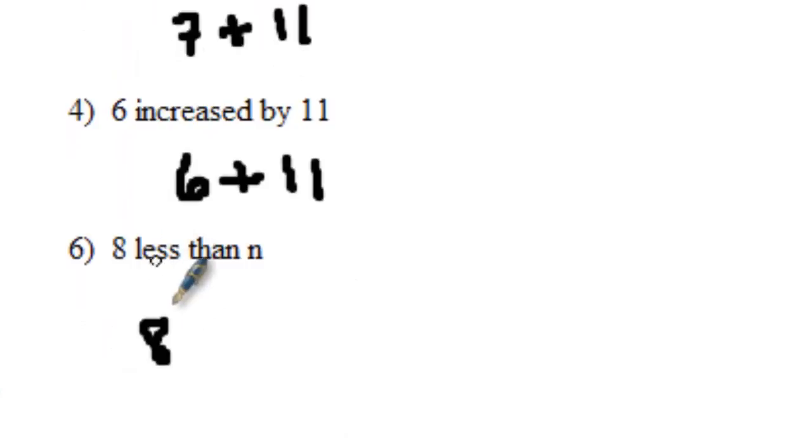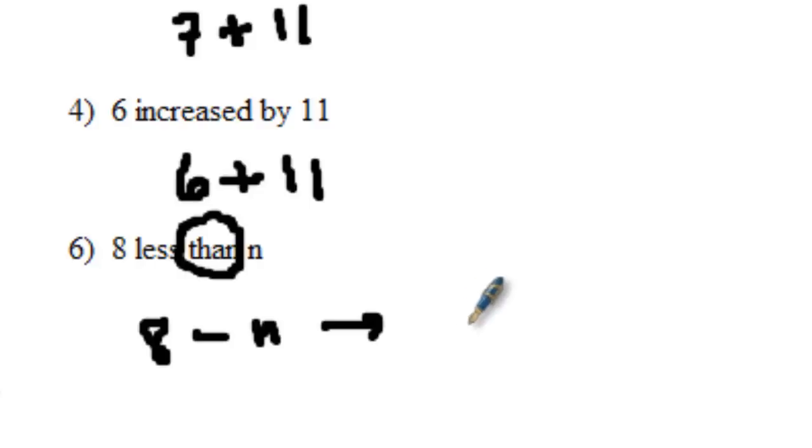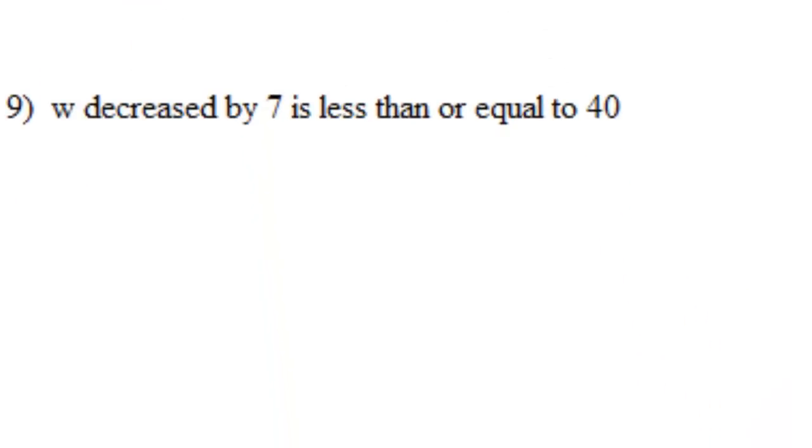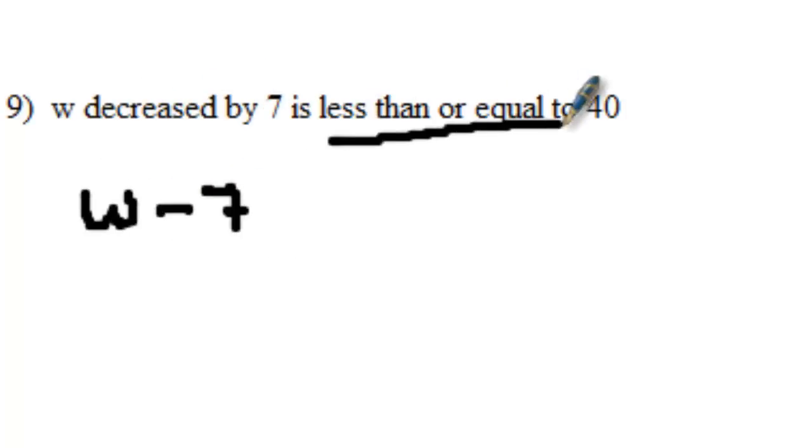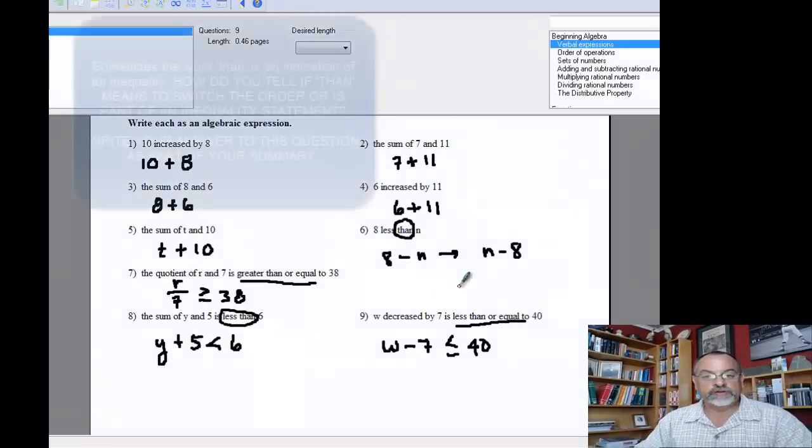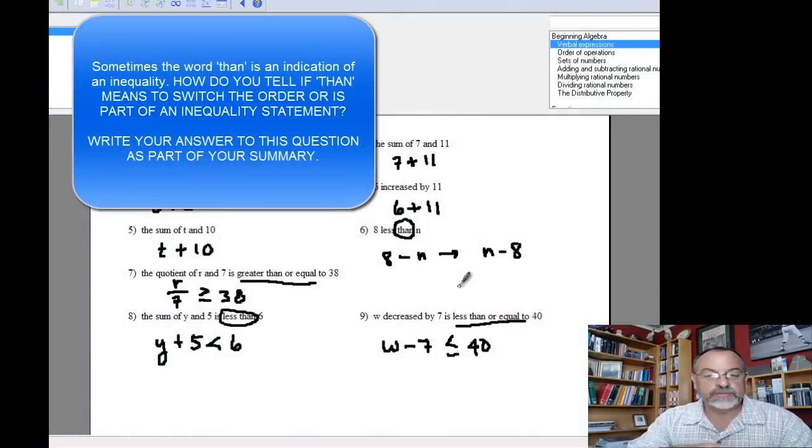8 less, oh, now there's that "than" word, n. So I need to reverse the order, so n minus 8. Okay, 8 less than n, so 8 less than n. So make sure you watch that word. So W decreased, that's a subtraction word, by 7 is less than or equal to 40. Okay, so there are some practice examples, and we'll do some more when you come to class.